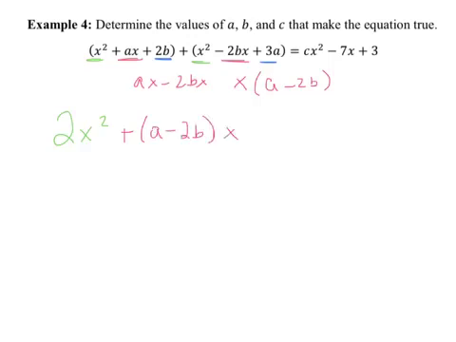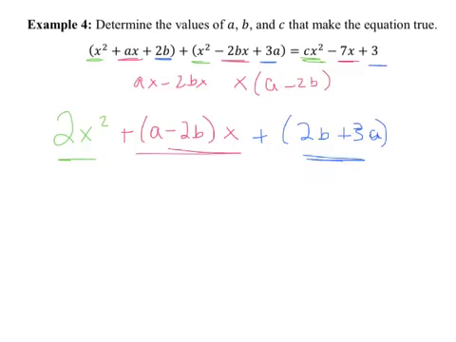The reason I write it that way is because now a minus 2b is the coefficient in front of x. And the last part, I have 2b plus 3a. I'm just going to put those together like this. Plus 2b plus 3a. So that's what my left-hand side of this equation ends up simplifying to. Now, on the right-hand side, I'll notice that this term is a like term with this one. This term is a like term with this one. And that this term, the constant, is a like term with this constant.